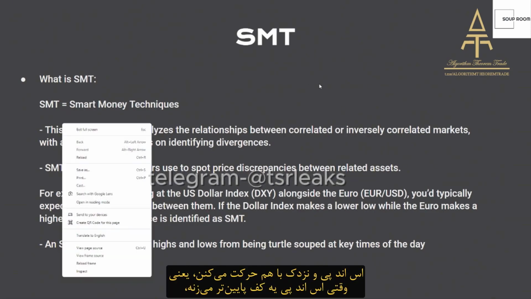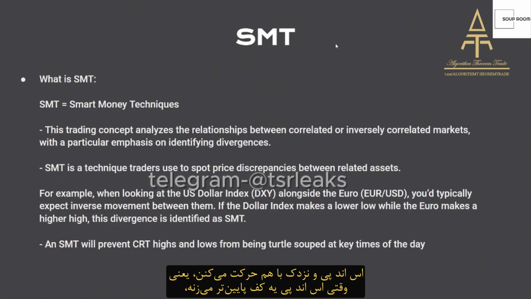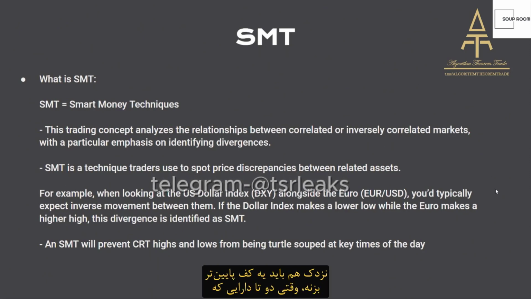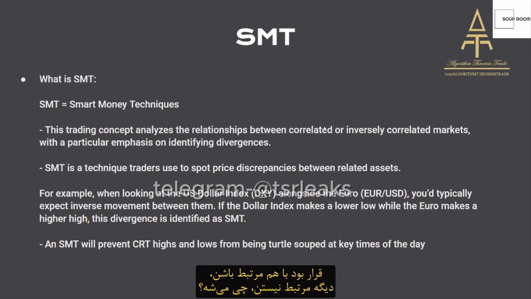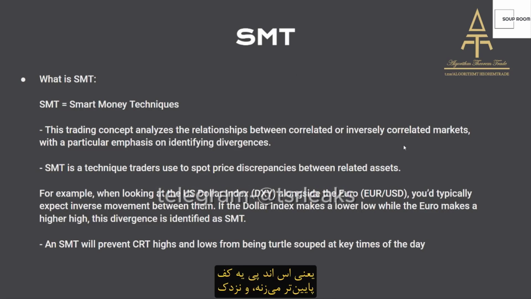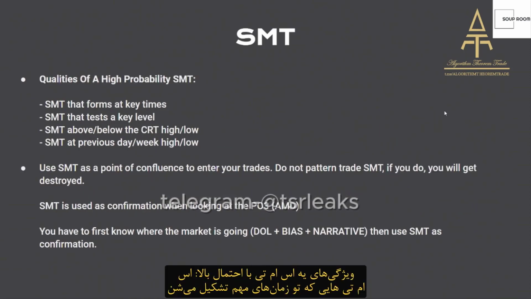ES and NQ move in correlation. That means when ES makes a lower low, NQ should be making a lower low. What happens when 2 assets that are supposed to be correlated no longer are correlated, meaning ES is making a lower low and NQ makes a higher low? That is an SMT, okay?